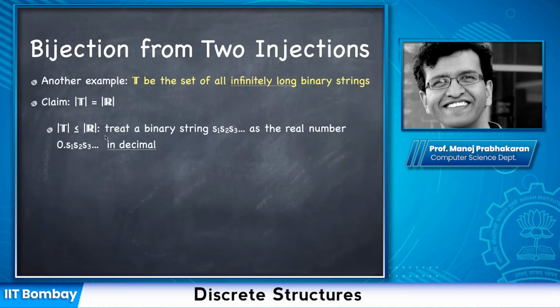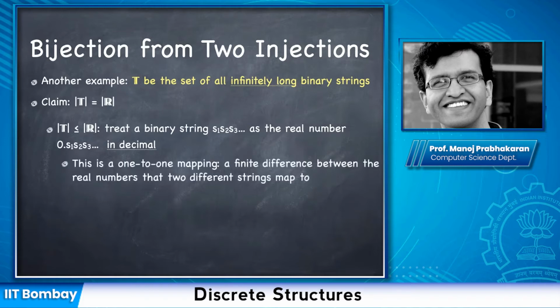Here is a function. I would take a string in T. So it's an infinite string. Let's say the string is S1, S2, S3, and so forth. I would interpret this as a real number that I can obtain by writing it as 0.S1S2S3. These are all bits, right? S1, S2, S3, they're all bits, so each bit is a 0 or a 1. So there's a number of the form 0.00100, right? But I'm going to interpret this as a real number in decimal, to the base 10.